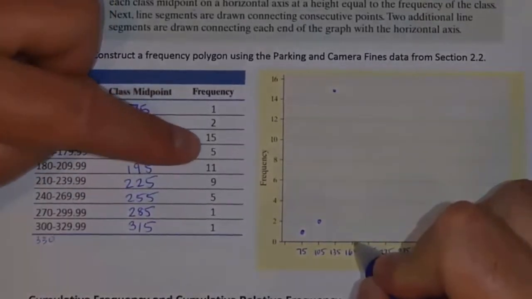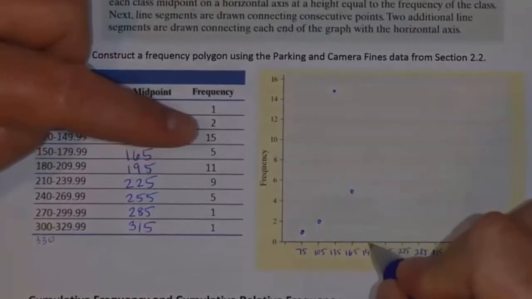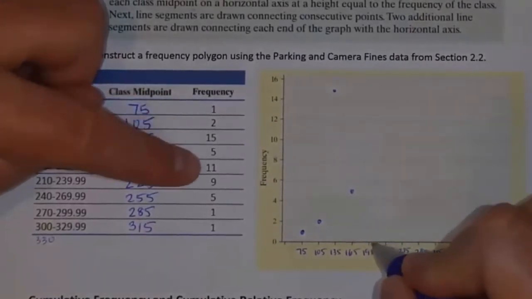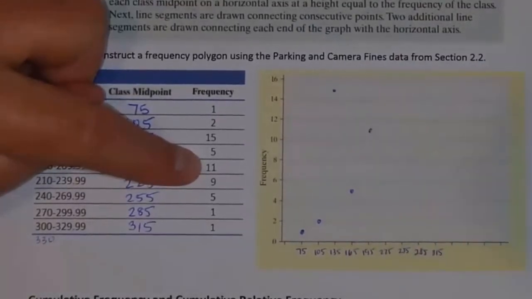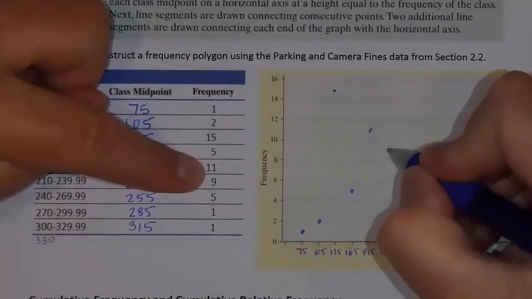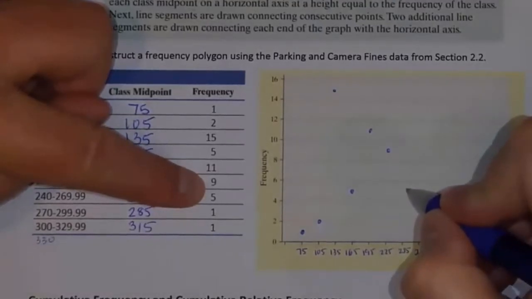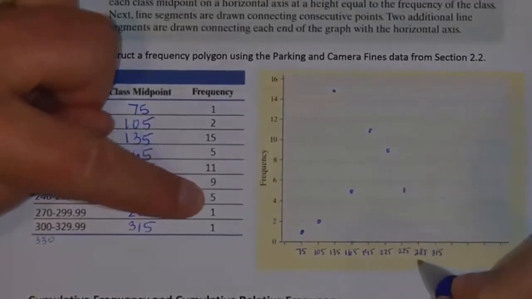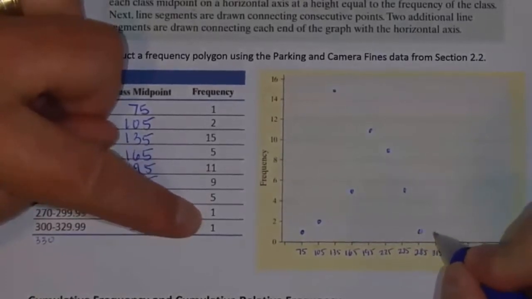165, the frequency is 5, so I'm going to go up to 5. And then 195, the frequency is 11. 225, the frequency is 9. 255, the frequency is 5. 285, the frequency is 1. 315, the frequency is 1.